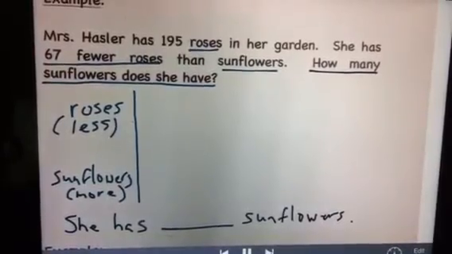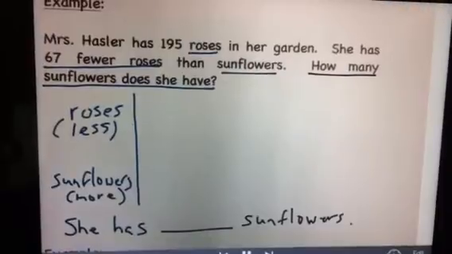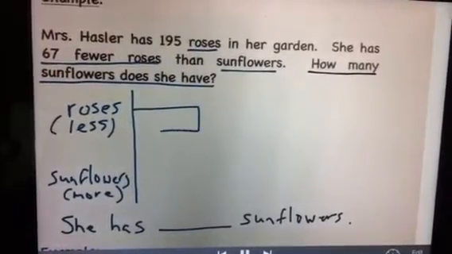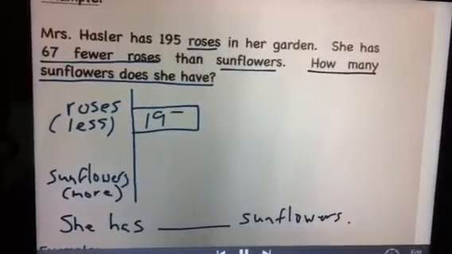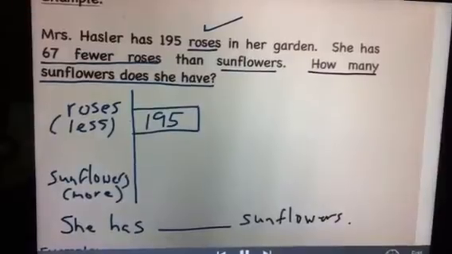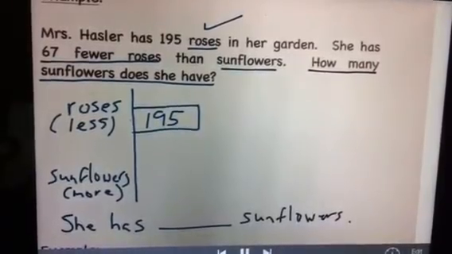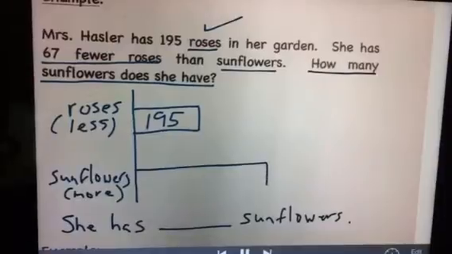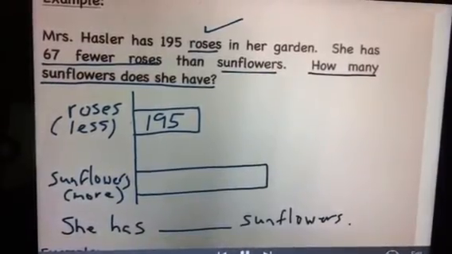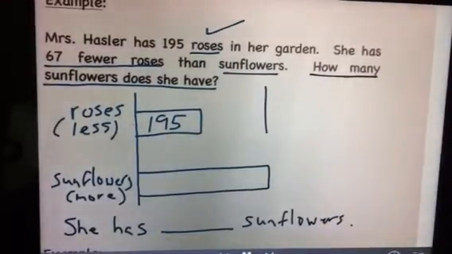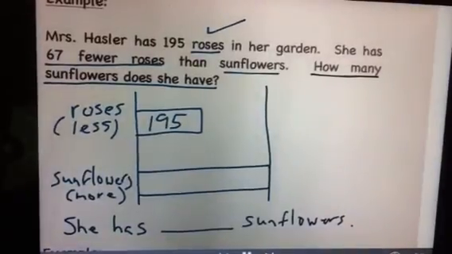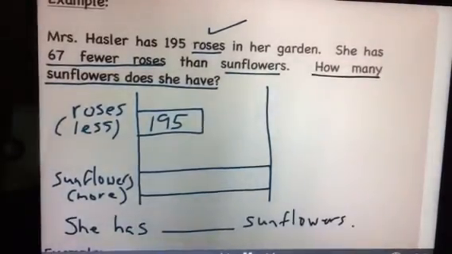Step number 5 is draw the unit bars and label. So let's go ahead and fill in what we already know. We know that there are 195 roses, and see how I'm checking each statement as I go. And since we know that there are more sunflowers than roses, we make a bigger bar to show that there are more sunflowers. And we talked about how it's important to have the ending line to show us where things are. So let's move on.